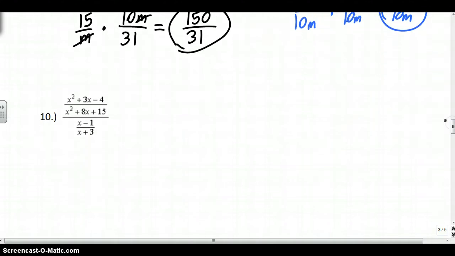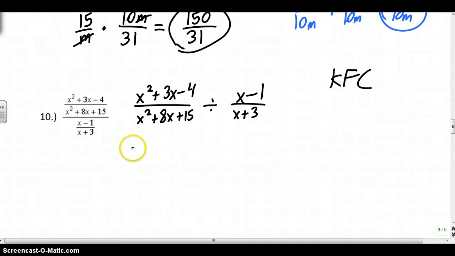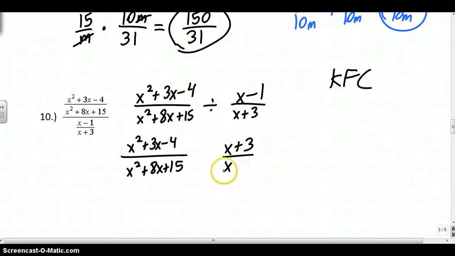Okay. Number 10, x squared plus 3x minus 4 over x squared plus 8x plus 15 divided by x minus 1 over x plus 3. I'm going to do a quick rewrite here. Divided by... Remember, anytime you see divide, KFC, okay? So, keep the first fraction, flip the second, and change it to multiplication.